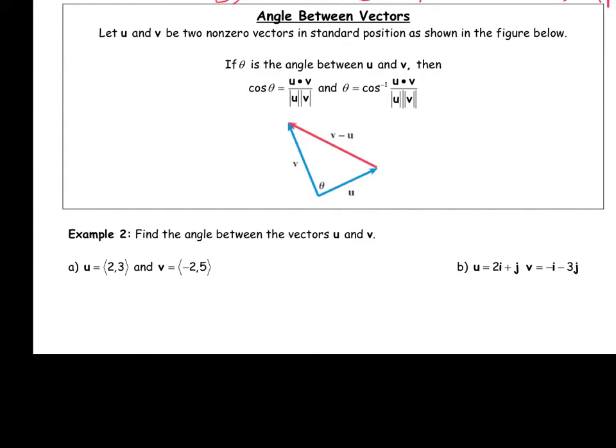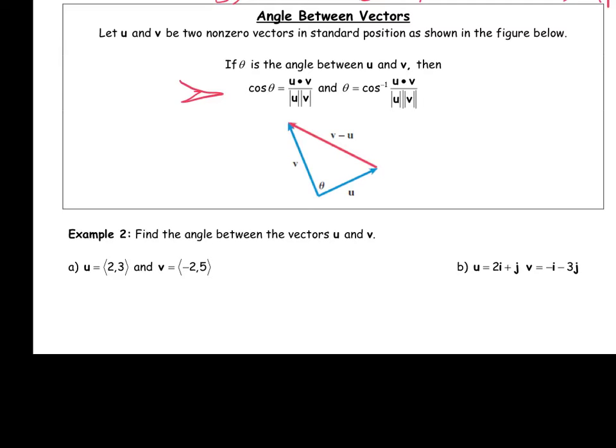Okay, angles between vectors. If vectors u and v are two non-zero vectors in standard position, you can find the angle between u and v using the formula that's given. The big difference is that to find the angle, I actually have to use the inverse cosine to find theta.